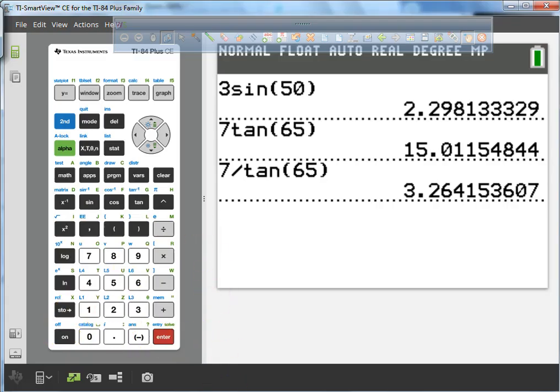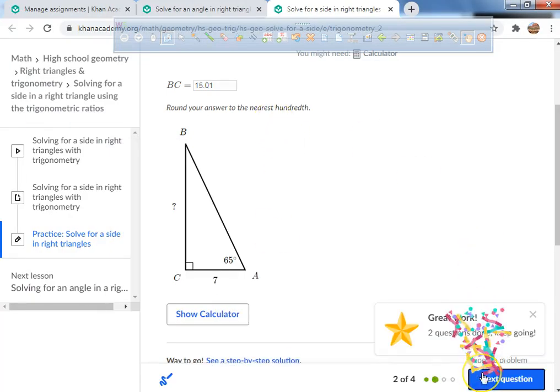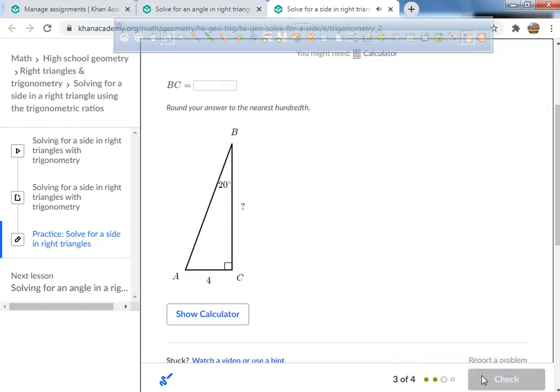So right now, I'm going to type in 15.01. And hopefully I did everything correct. I rounded it good. Nearest hundredth. All right, I'm just going to do that one.